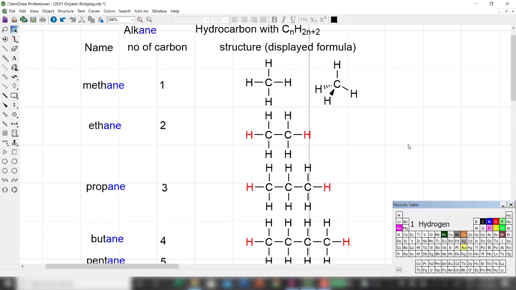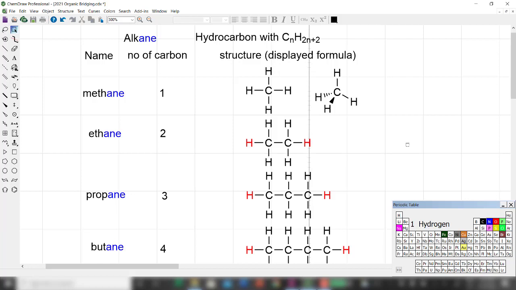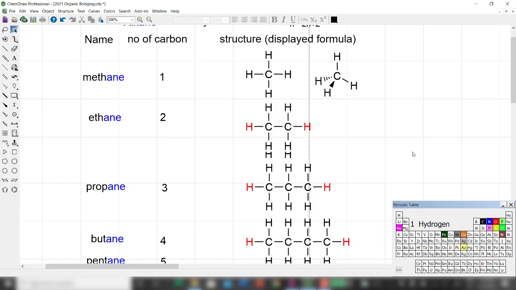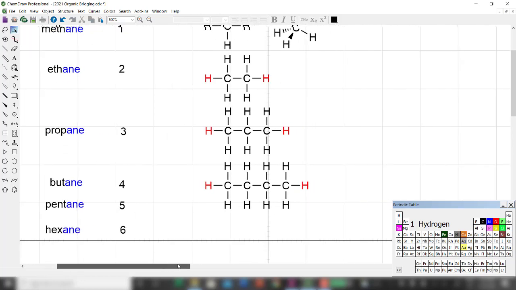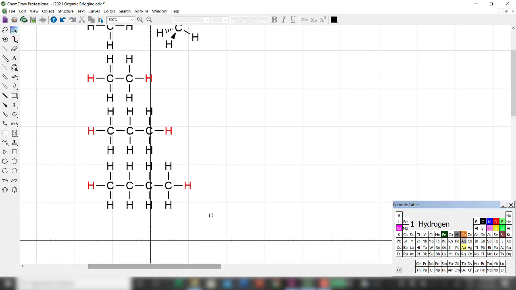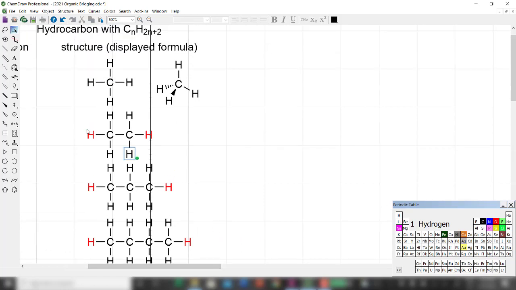So these are the introduction to the hydrocarbons, in this case alkanes, and how do we name alkanes? All right. Then the next part I'm going to move on to would be how do we name alkenes? So what about alkenes?